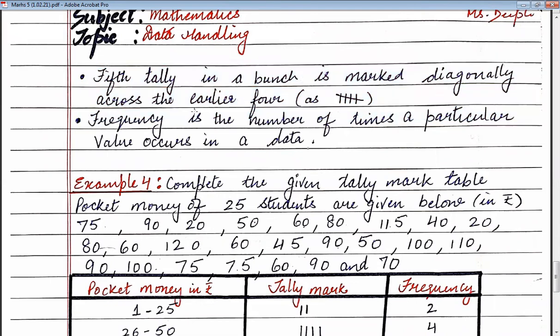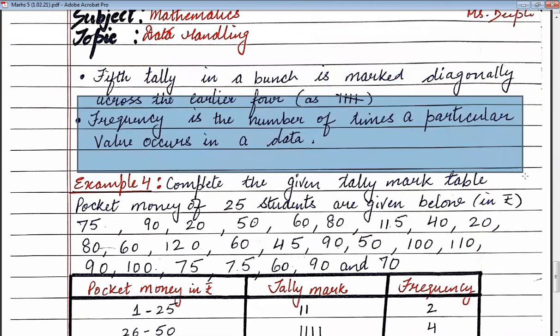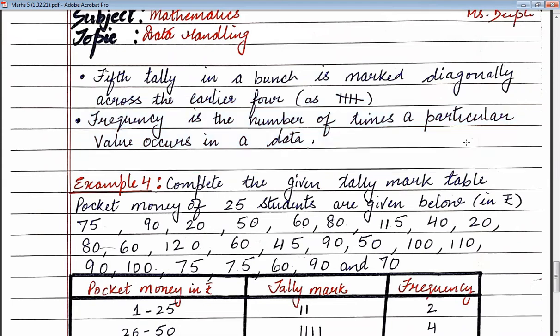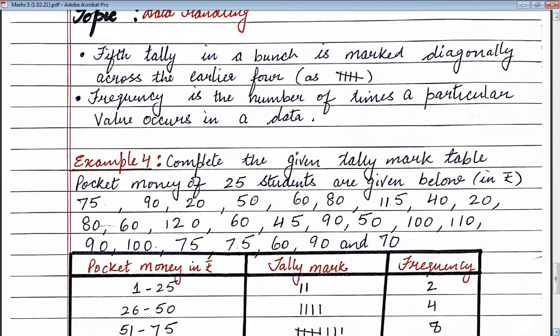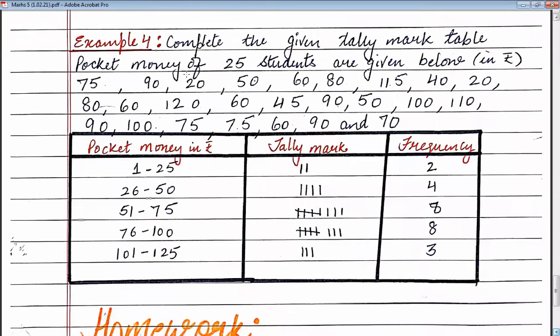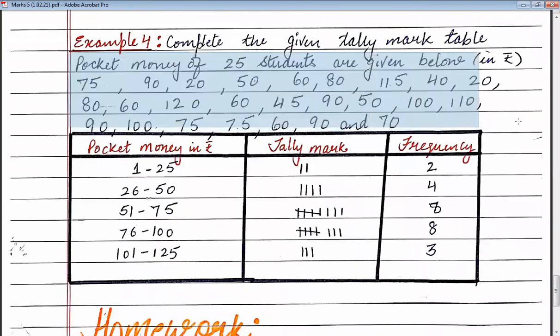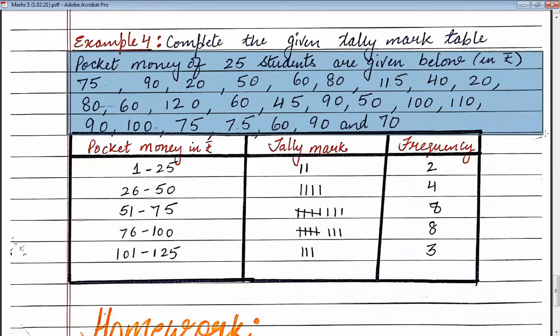Okay. Now, I discussed what a frequency is. Frequency is the number of times a particular value occurs in data. Okay, children, I hope you are clear with this tally mark table. Now, let us discuss our example number 4. In this also, complete the given tally mark table. Here the pocket money of 25 students is given below, and it is in rupees. These are the pocket money: 75, 90, 20, 50, 60, and so on.